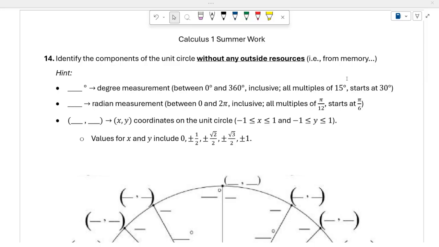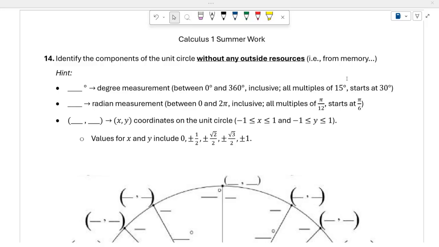This question is sort of saying, can we reason through it? If you were given a blank unit circle, can you fill it in from memory, right? Which may or may not be a component of this class. That's still kind of an open question as to whether the unit circle will be provided or not.